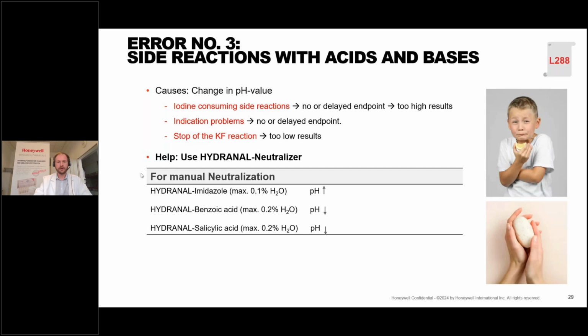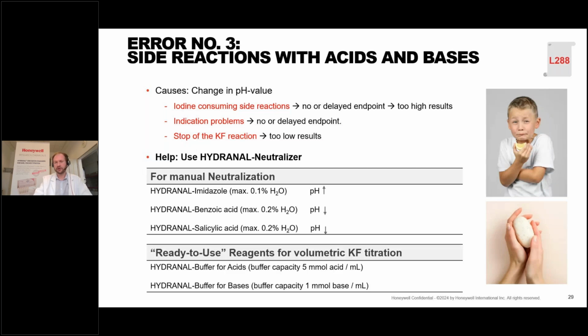And the good thing is that for the volumetric KF titration, we offer ready-to-use working media that can be used directly as working medium. For the titration of acids, you can use Hydranal Buffer for acids, and for the titration of amines, for example, Hydranal Buffer for bases is very well suited. Both working media can be used together with the one component reagents such as Composite 5.